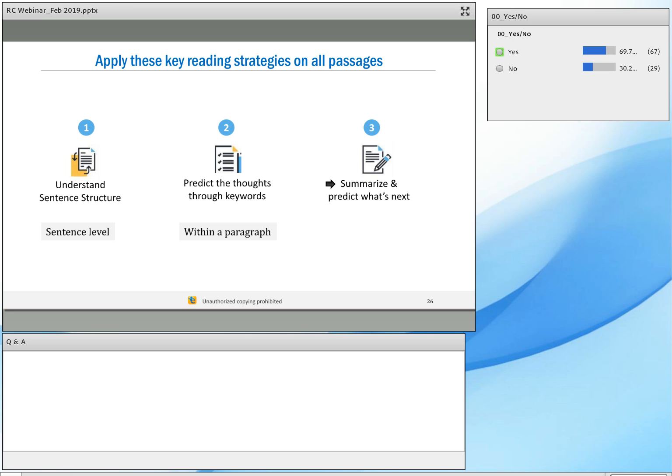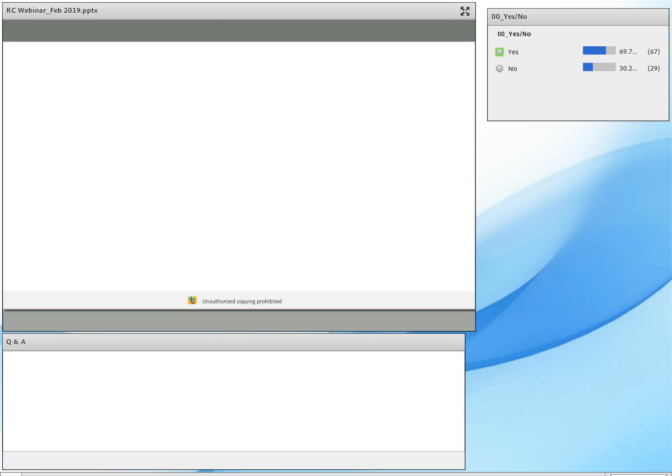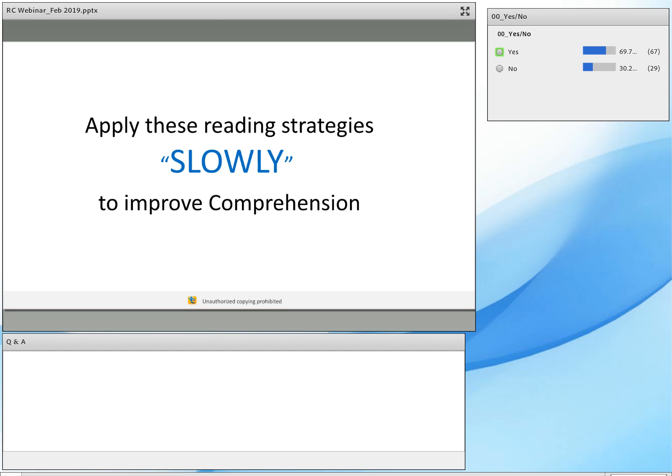Okay. So where does understanding of sentence structure happen? It happens at the sentence level. Where does predicting the thoughts through keywords happen? It happens within a paragraph. And summarization happens within a paragraph as well as among paragraphs. Again, it depends on how comfortable you are with a certain topic. But your brain will tell you. And all I want to make sure you do is that you don't ignore what the brain's telling you.